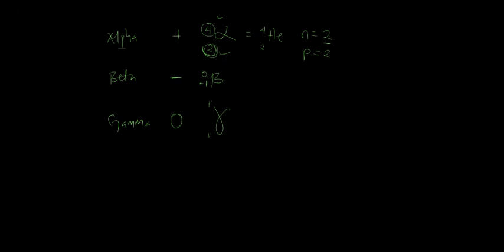mass 1. So idan ma proton da mass 1 ne, neutron zai kama kenan me mass number minus atomic number, that is 1 minus 1. So neutron is like 0 kenan. So wannan shine brief overview na waɗannan radiations din.